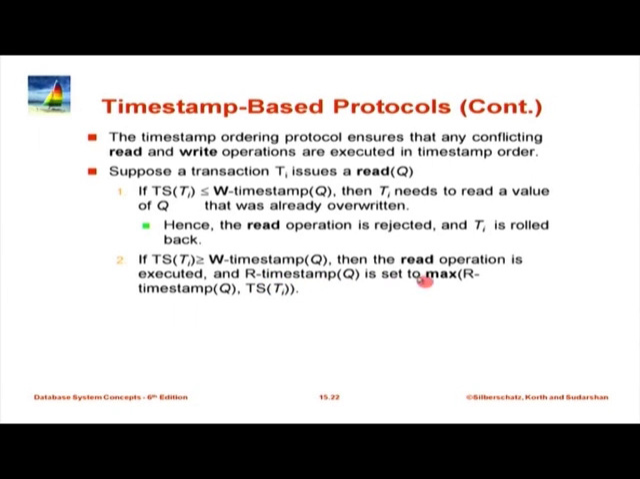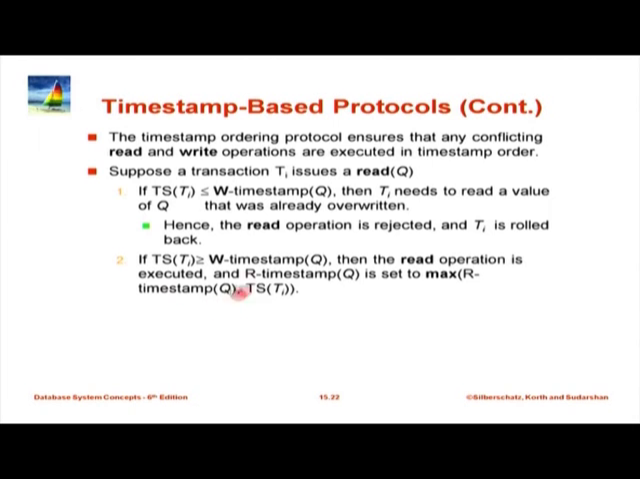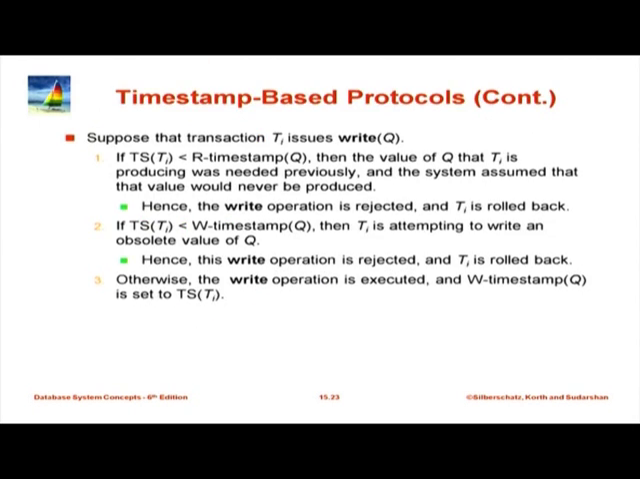The read timestamp of Q is set to the maximum of the current read timestamp of Q and the timestamp of the new transaction. You can have a situation where T70 comes and reads a data item, and the read timestamp of Q is set to 70. After this, T72 comes, the timestamp is set to T72. After this, T68 may come and read Q. At this point, you don't update the read timestamp. It stays at T72. So it's the highest of the current read timestamp and the read timestamp of the current read. So that was straightforward.